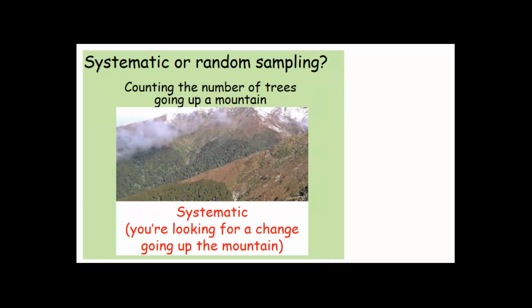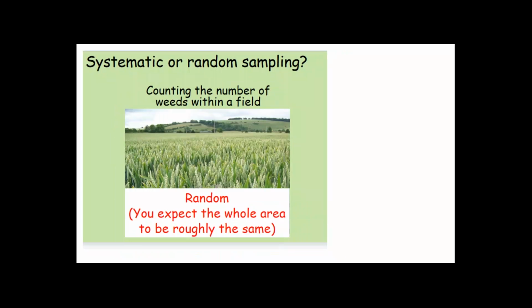But the next one, systematic or random. Here we have a mountain, and there's a clear difference going up the slope. So using systematic. Well, that's sort of transect. You put a line down, which is a transect, and go up it and use quadrats. Or systematic or random. Here we just have a field, everything looks the same. So it's random.